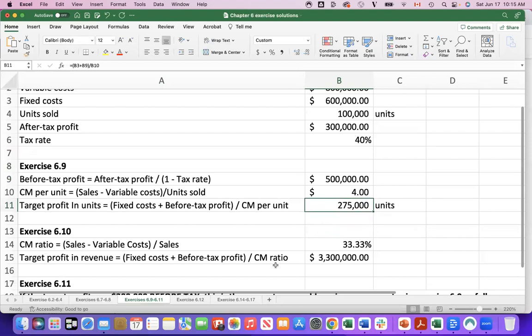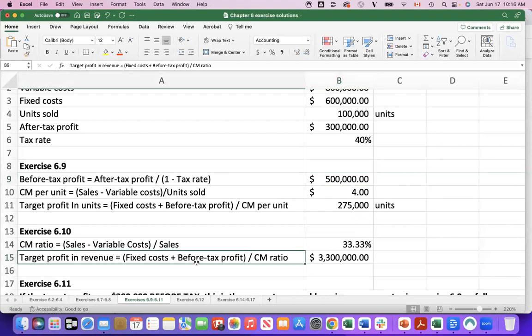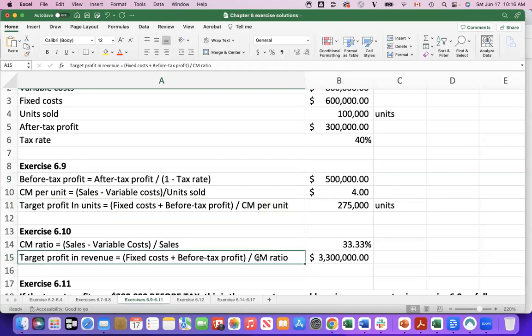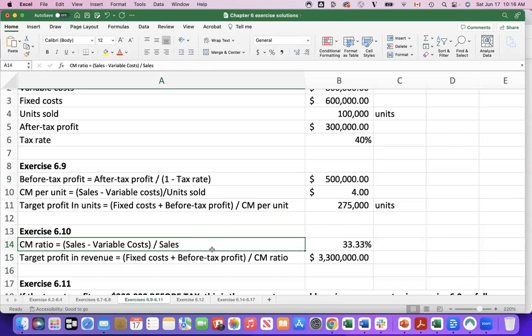Now for 6-10, it asks, in order to achieve this target profit, which we already calculated to be the 500,000, how much revenue do we have to generate? The formula for target profit in revenue is very similar to target profit in units. The only difference is the denominator. Notice for units, we're dividing by contribution margin per unit. For revenue, we're dividing by contribution margin ratio. So we have to calculate that contribution margin ratio.